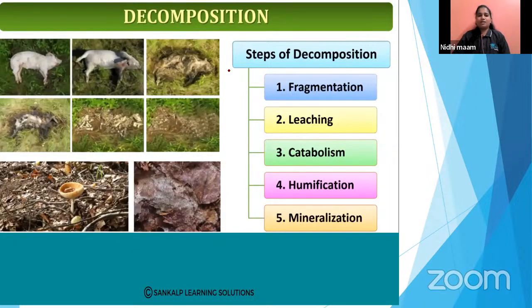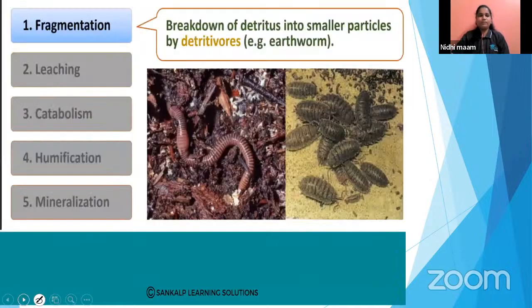So, steps of decomposition. We have five steps in decomposition. First one is fragmentation, leaching, catabolism, humification, mineralization. How will you remember it? FLCHM. FLCHM. Okay. So in fragmentation, you can see the diagram here. This is fragmentation. This is leaching. Here leaching starts. Catabolism, humification, and this is mineralization. So let me explain to you.